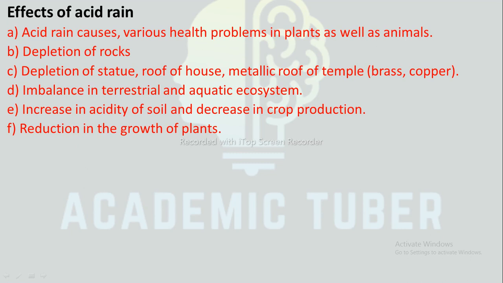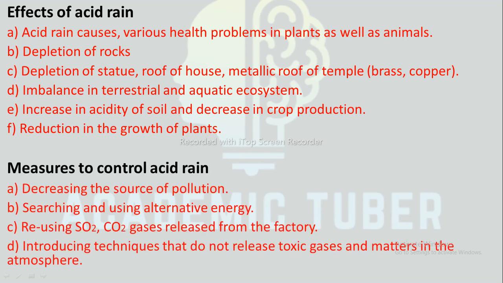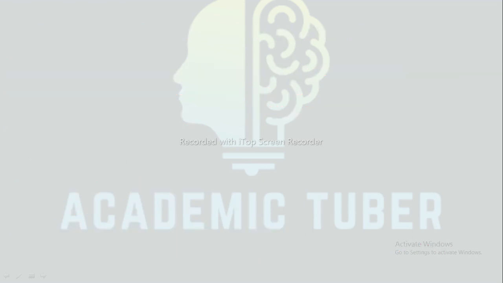Depletion of rocks, depletion of statue, roof of house, metallic roof of temple, brass, copper. Imbalance in terrestrial and aquatic ecosystem, increase in the acidity of soil and decrease in crop production, reduction in the growth of plants. Measures to control acid rain. Decreasing the source of pollution, sourcing and using alternative sources of energy, reusing sulfur dioxide, carbon dioxide gases released from the factory, introducing techniques that do not release toxic gases and matter in the atmosphere.